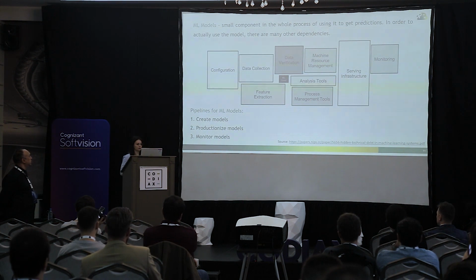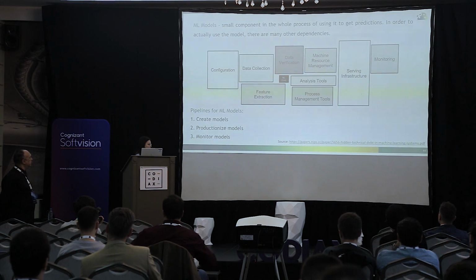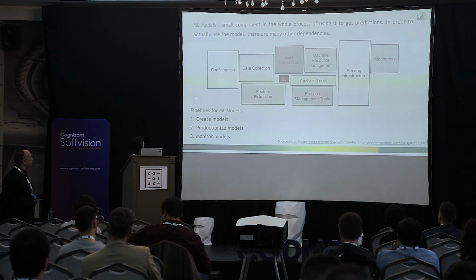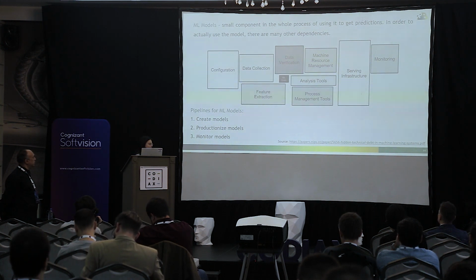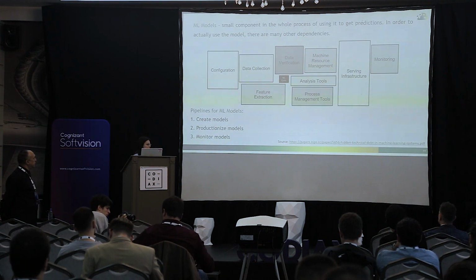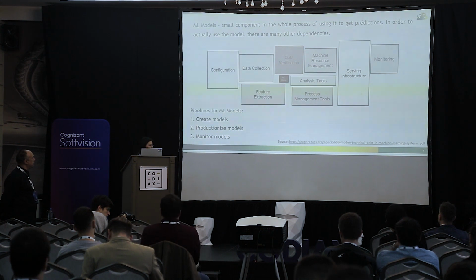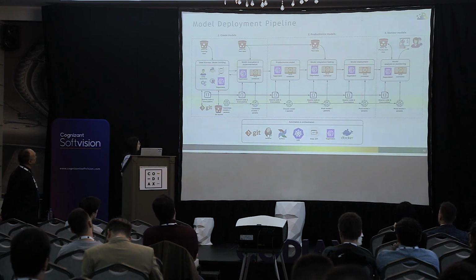So as a pipeline for our ML models, when we build them, we base our approach on these three main steps. The first one is creating models, then productionizing, so taking the raw ML code, transforming it and putting it into production, and then monitoring and analyzing the results. So here is our pipeline.